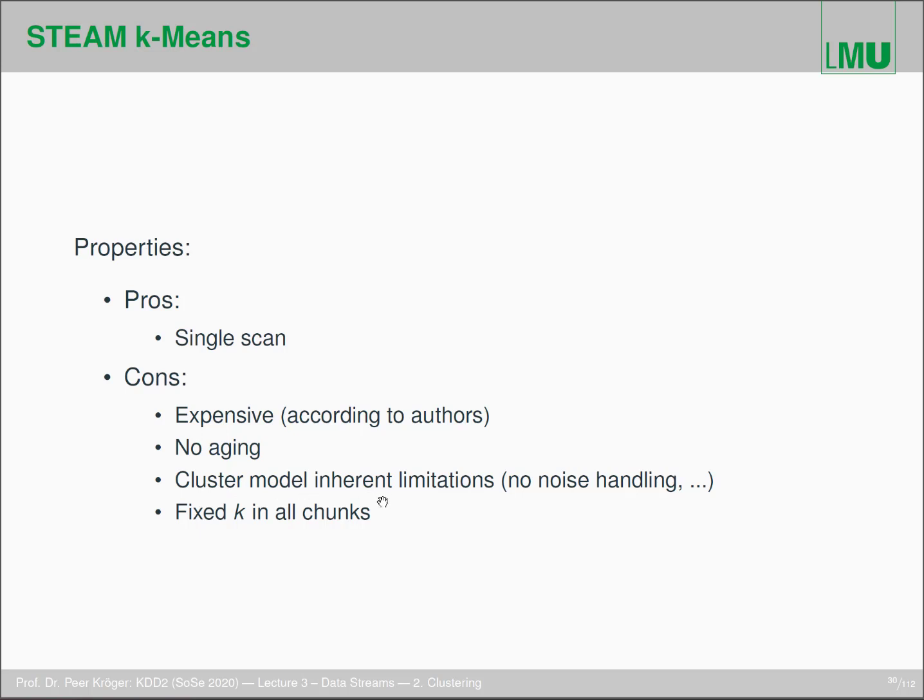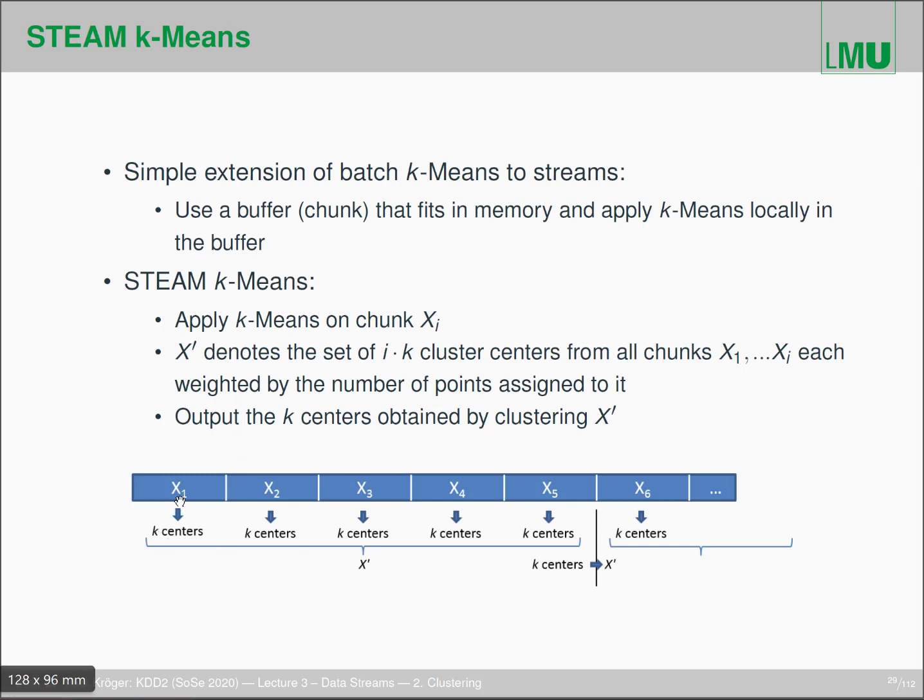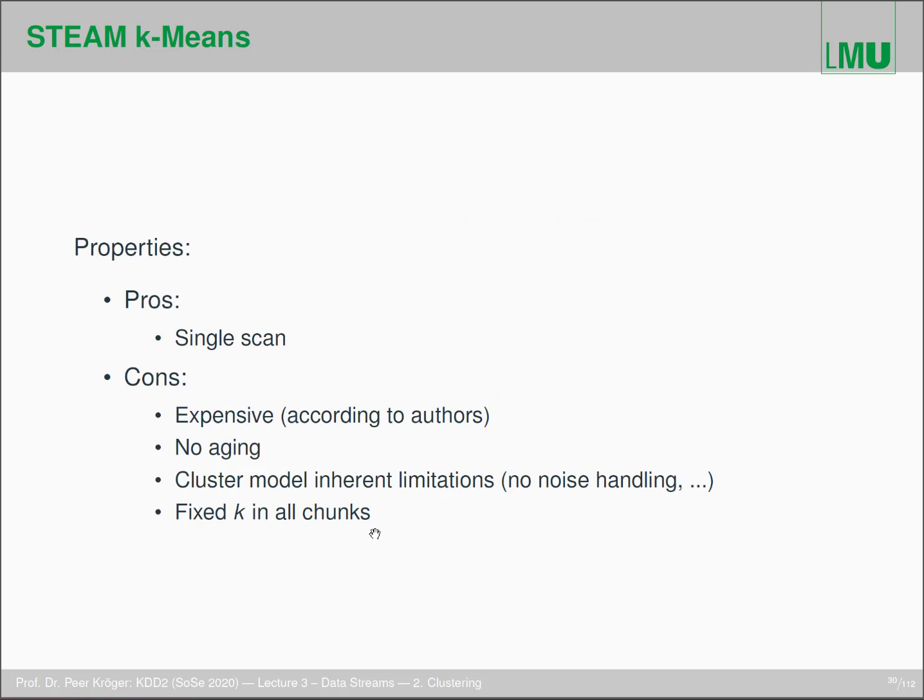The cluster model inherently has some limitations. The k-means clustering model has the limitation that it has no noise handling. It tends to produce spherical clusters of the same radius and stuff like that. And also k is fixed for all chunks. So it may be that in chunk X1 there are only 2 patterns, in X2 there are 4 patterns, but you set, I don't know, k to 5, and then you end up with 5 clusters for each chunk. So that is also obviously a kind of downside.